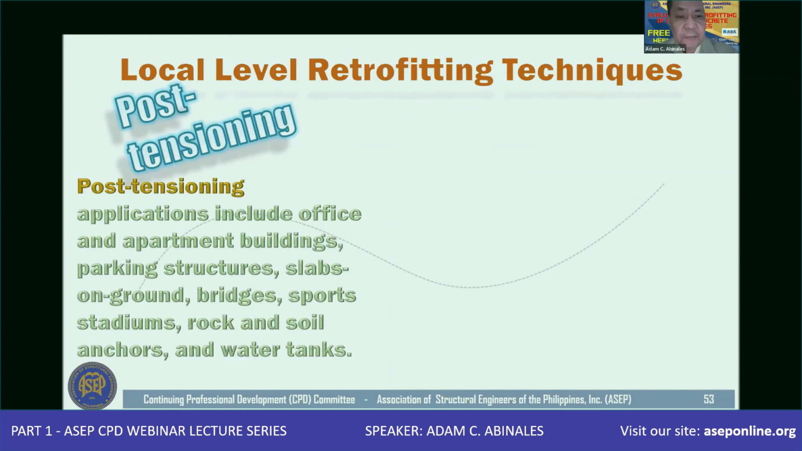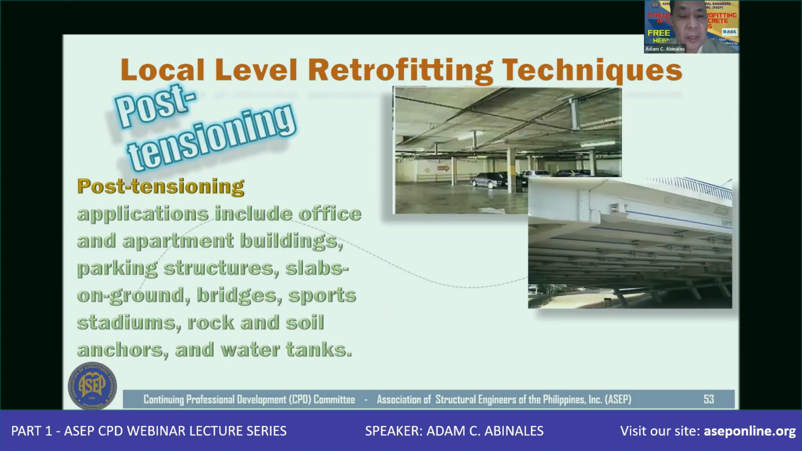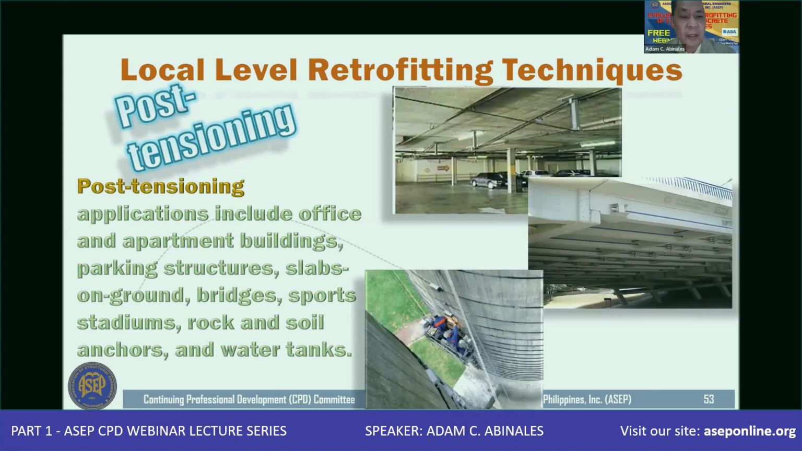The application of post-tensioning may include office, apartment buildings, parking structures, slab on ground, bridges, sports stadium, rock and soil anchors, and water tanks. As you can see in the photo, you have this line of post-tensioning here for the slab, and then this for tanks or big silos, wherein you have the post-tensioning here. Also in bridges.